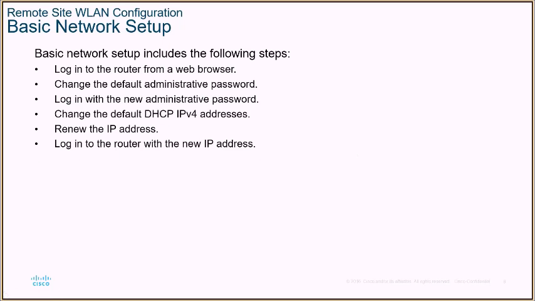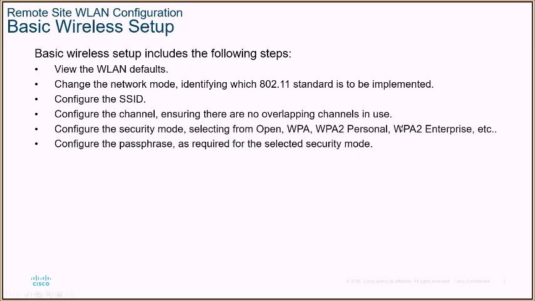So the basic setup steps are: log into the router with a web browser, and change your default administrative password. Then, of course, you'll have to log in again once you've changed it. And then you may need to change the default DHCP server settings. And then, of course, renew your address on the host that you're connecting from, possibly. And then, of course, log in again. From there, you'll actually be able to get into more in-depth settings.